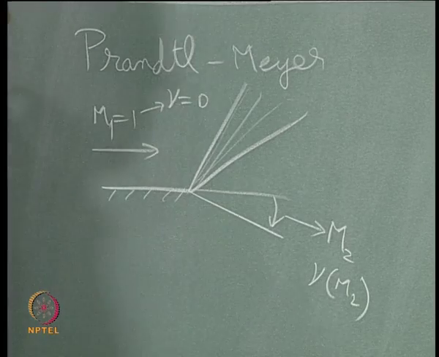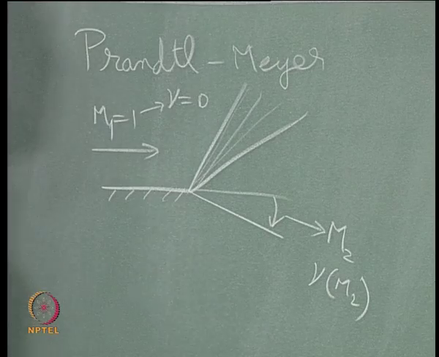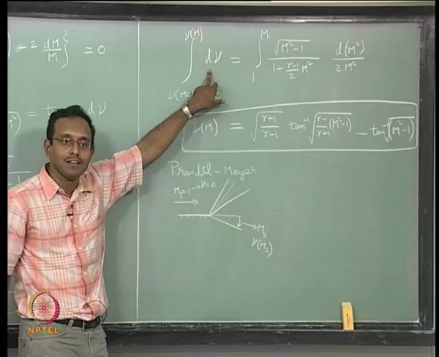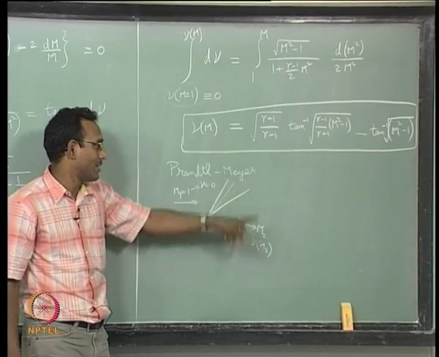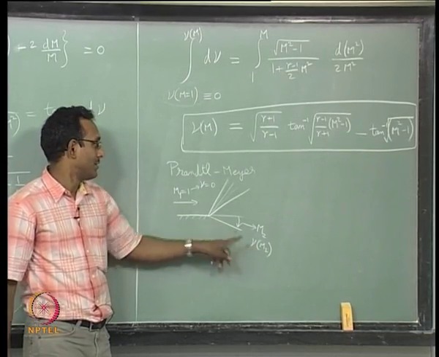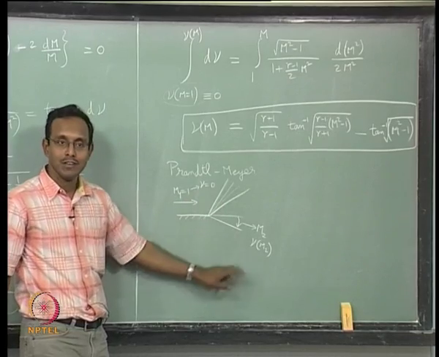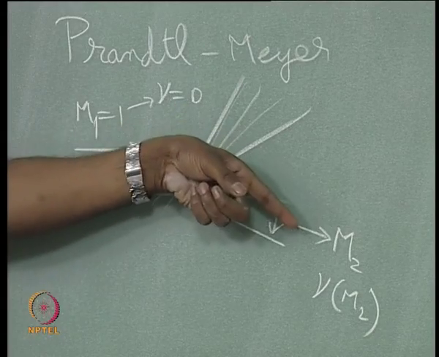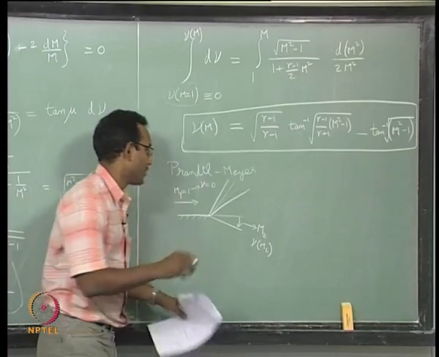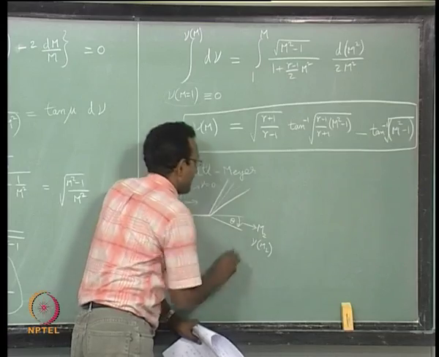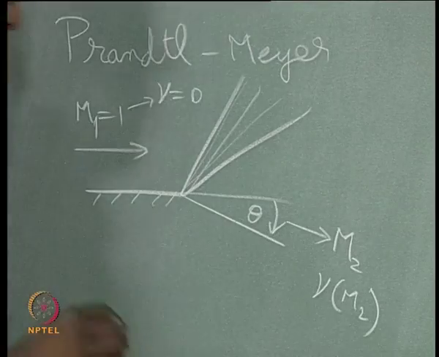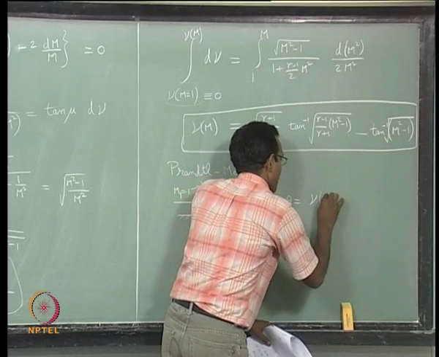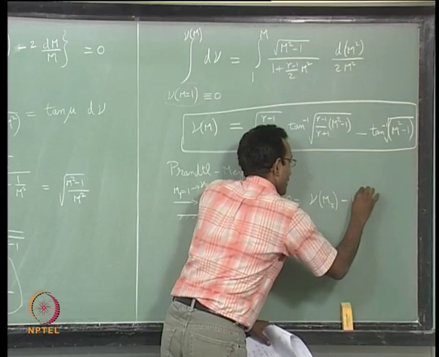And now if I tell that I am integrating over all the deflections of streamline, what am I going to say? I am going to tell finally that this difference between these nu values will be equal to my total deflection of streamlines. So now I will mark this as theta, the total deflection. I am going to say theta equal to nu of M2 minus nu of M1.